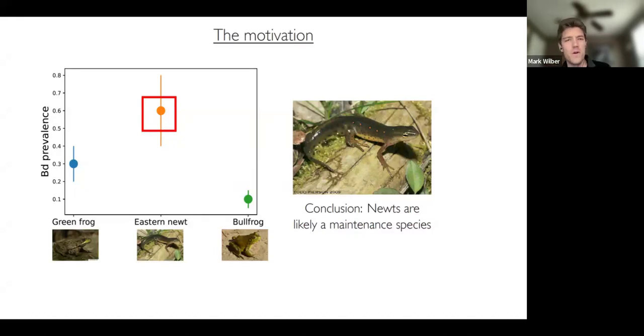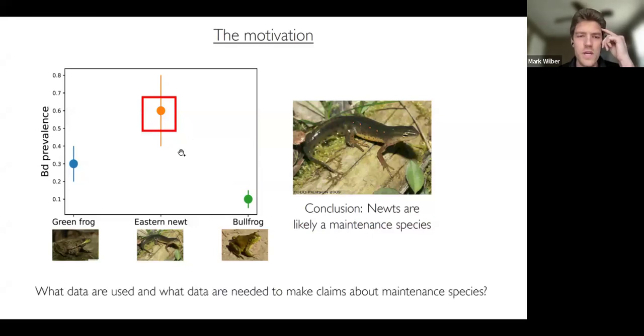So if you do any sort of mathematical modeling, you might be scratching your head a little bit at this conclusion. But the key thing I want to point out here is that this conclusion is coming from a single data stream, so just prevalence data, and we're making this conclusion about maintenance species. So that got me thinking, if we think beyond amphibian BD systems and disease ecology more generally, what data are typically used to make inference about maintenance and or reservoir species? Then if we think about this question theoretically, what data are actually needed to make claims about maintenance species? And when do these things match and when do they mismatch, right? So those are the 2 questions we're going to think a little bit about today.